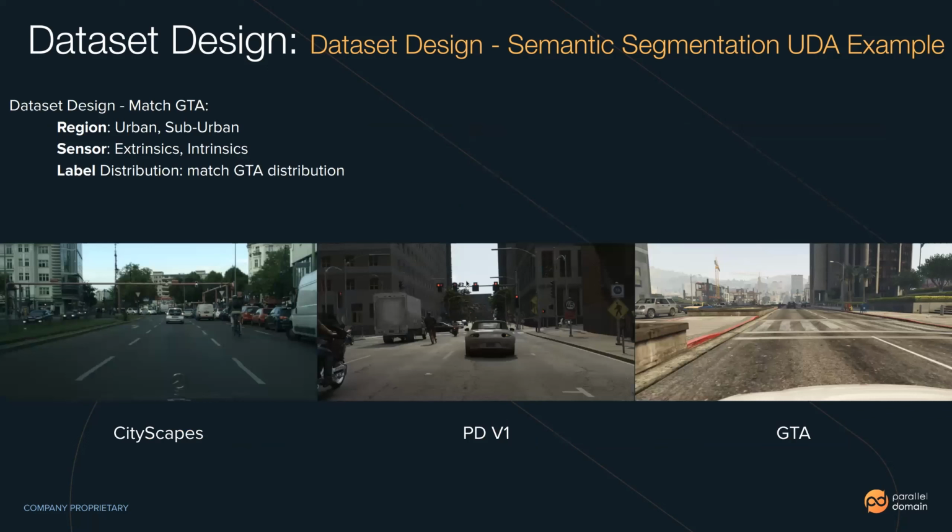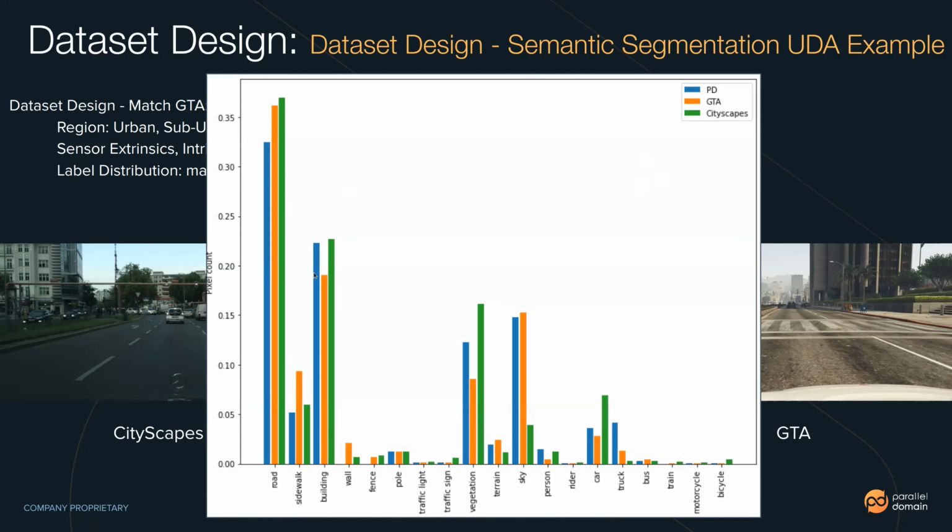So what we did here is, again, figure out what are the domains that we need to match. Initially we thought, let's just compare against GTA here. So let's match the same map styles as you would see in GTA, which are urban and suburban scenes. We matched extrinsics and intrinsics of the GTA dataset, and also tried to match the distributions of the GTA dataset: the same number of vehicles, pedestrians, trucks, and so on, just to have a fair comparison here as a baseline. And you can see here that our distributions roughly line up.